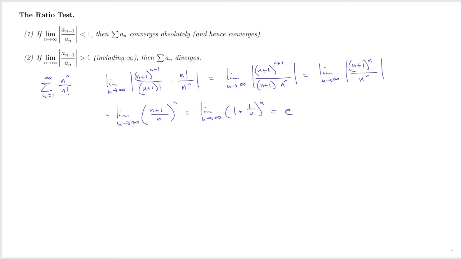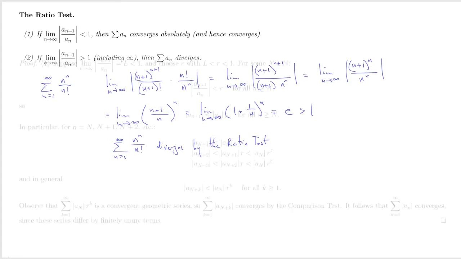One way or another, this limit is equal to e, and e is greater than 1, and that's the point. Because that tells us that this series, the sum from n equals 1 to infinity of n to the n over n factorial, diverges by the ratio test. Okay, let's look at a proof.